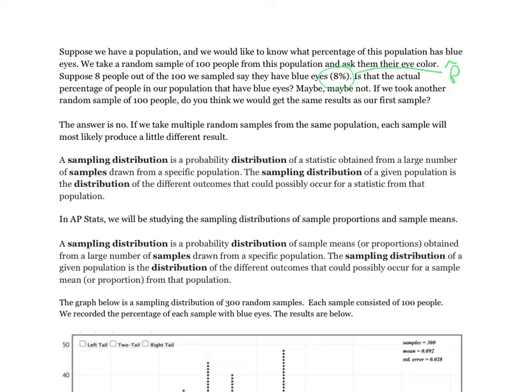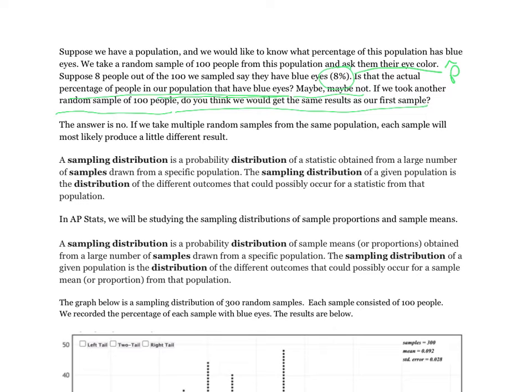Okay, now, is that the actual percentage of people in our population that have blue eyes? Well, maybe, maybe not, right? It's not a census. We just took a sample. Now we hope that that sample represents the population, but with one sample, it's hard to tell. If we take another random sample of 100 people, do you think we would get the same results as our first sample? Well, the answer is no.